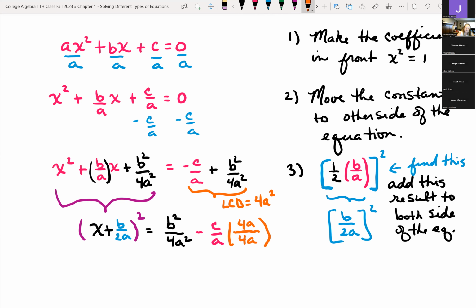So rewriting this, I have x plus b over 2a, that quantity squared, is equal to, now that I have a common denominator on the right-hand side, I can rewrite that as a single fraction. b squared minus c times 4a, which is 4ac, all over 4a squared.